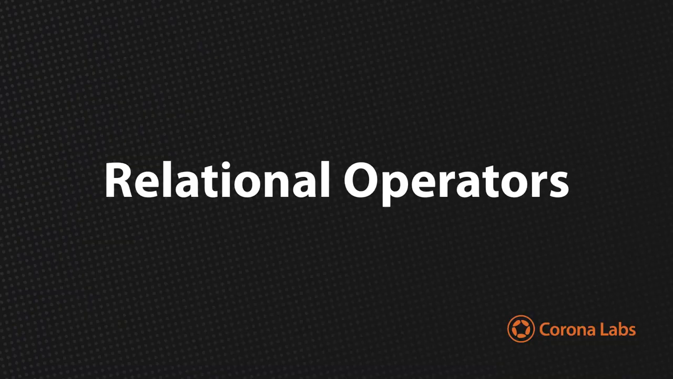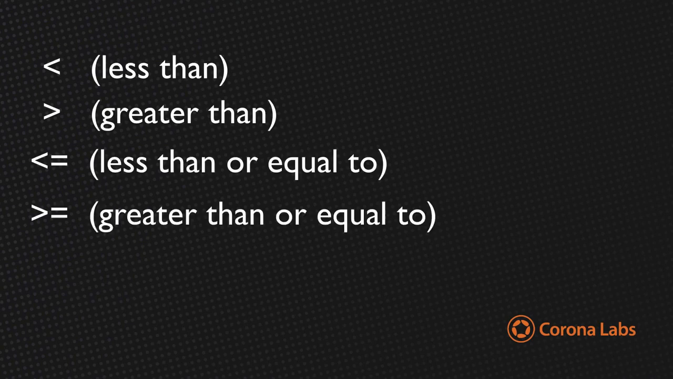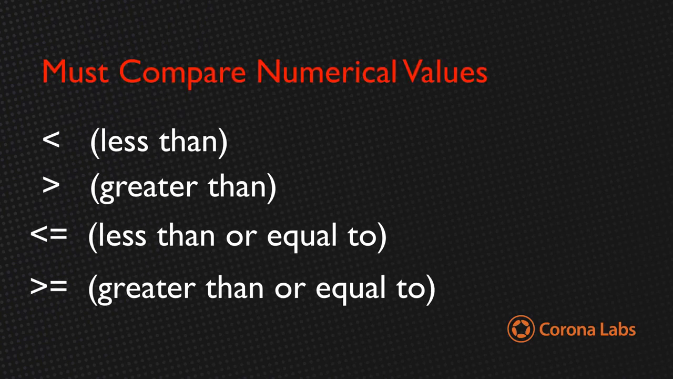Now let's inspect the remaining four relational operators. Less than, less than or equal to, greater than, greater than or equal to. These work in a similar fashion to equal to and not equal to, with one important difference. You must compare numerical values if you use any of these operators. Since Lua variables are dynamically typed and can be one of several types, you must be careful when you compare values using these four operators.